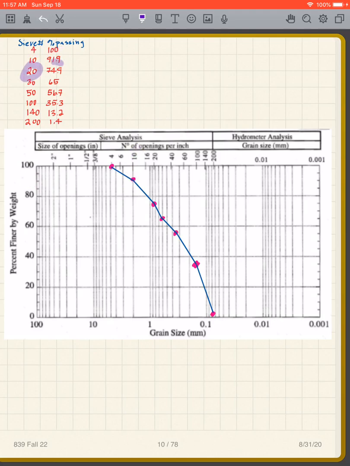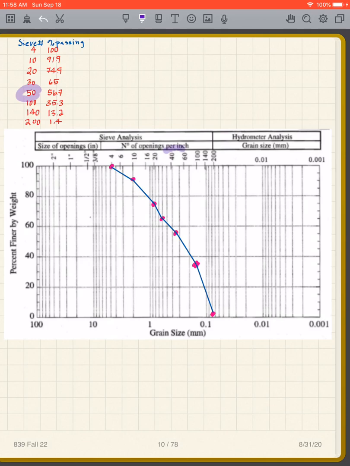20, 74.9. 20, 74.9, about right there. It's all approximate. 30, 65. Okay, here we've got 20 and 40. We don't have 30. So it's going to be in here someplace. And 65 is here. So we end up with that point. Like I say, it's approximate.